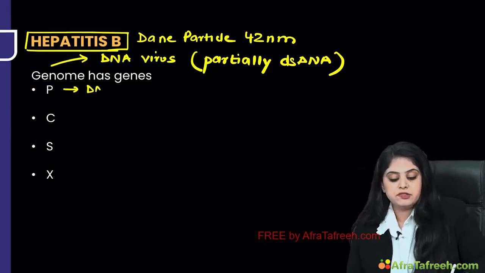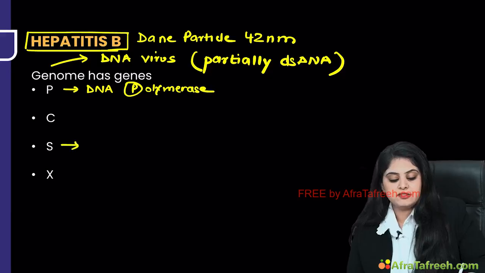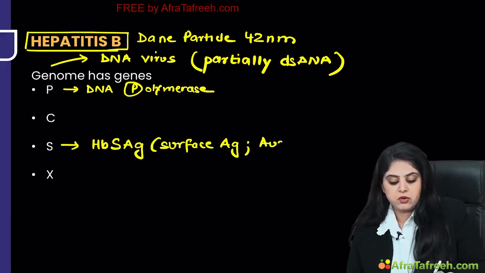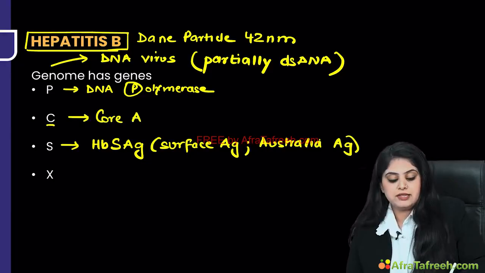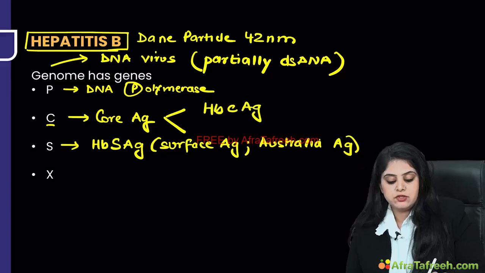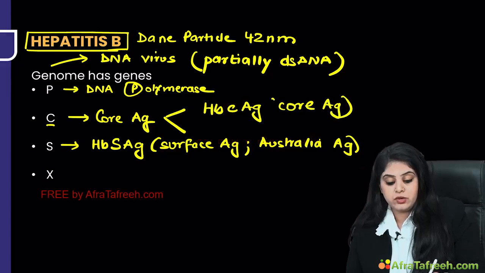The P gene is obviously going to code for something P, that is DNA polymerase, number one. Next, we have the S gene. The S gene will code for the surface antigen. Do we have any other name for the surface antigen? It has a very famous name, the Australia antigen. Then we have the C gene, for core antigen, and this is going to make two antigens. It makes the HBC antigen, the actual core antigen, and there is also production of the HBE antigen, which is the pre-core antigen.